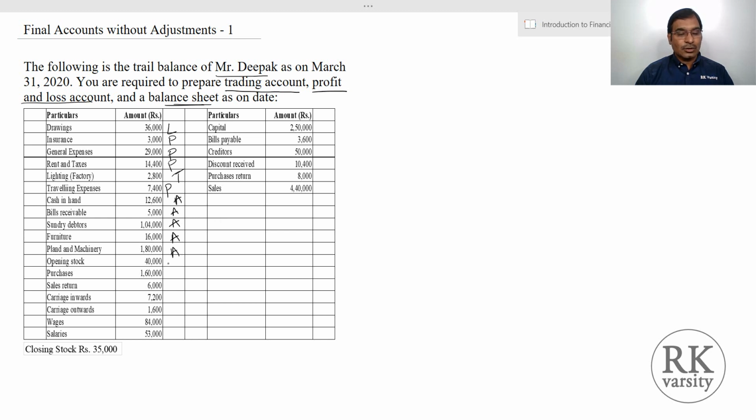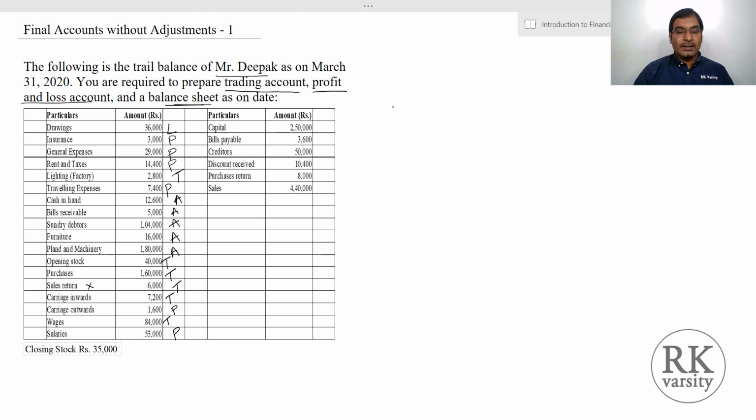So opening stock appears in our trading account. Purchases also appear in the trading account. Sales returns, the returns from sales, appear in a trading account. We'll put a mark here because this has to be adjusted with our sales. Carriage inwards is a direct expense, so it appears in the trading account. Carriage outwards is an indirect expense, so it appears in the profit and loss account. Wages is a direct expense, so it appears in the trading account. Salaries is an indirect expense, so it appears in the profit and loss account.